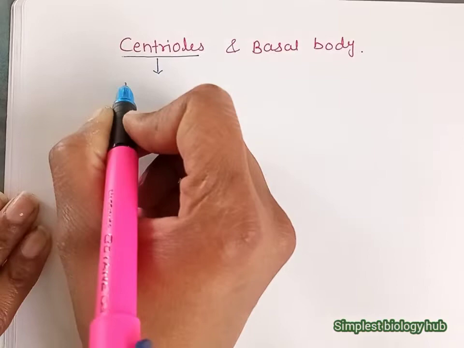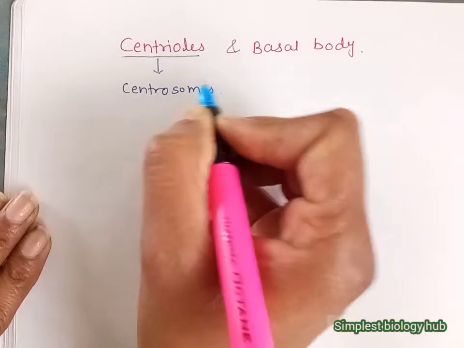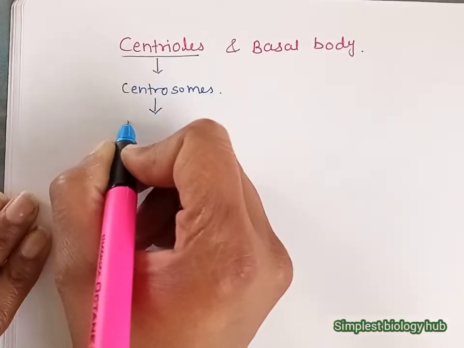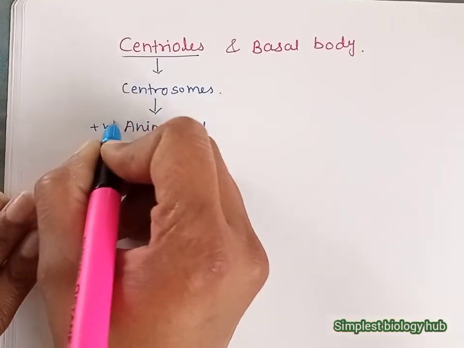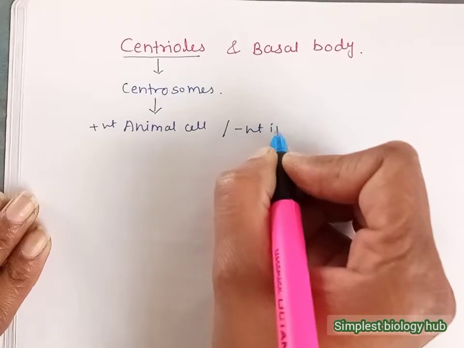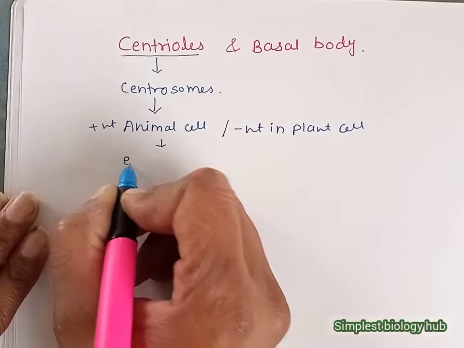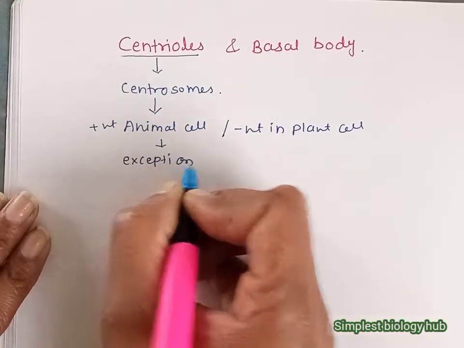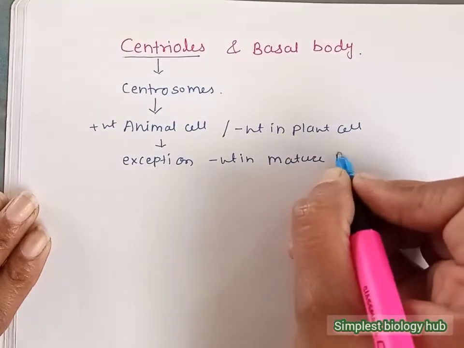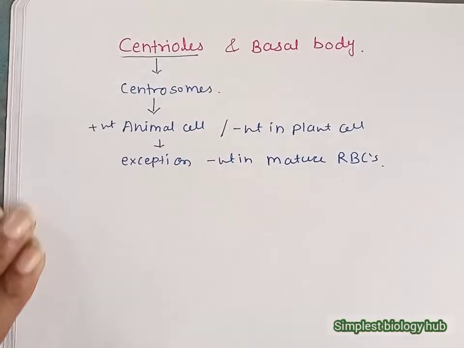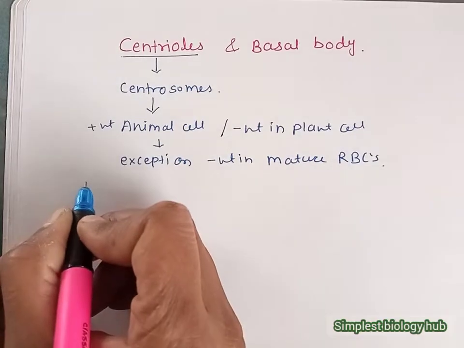Centrioles are present in centrosomes, and these are only found in animal cell. We called it present in animal cell, and these are absent in plant cell. One exception in animal cell is that it is absent in mature RBCs. Only in case of mature RBCs it is absent, while in all animal cells it is present.